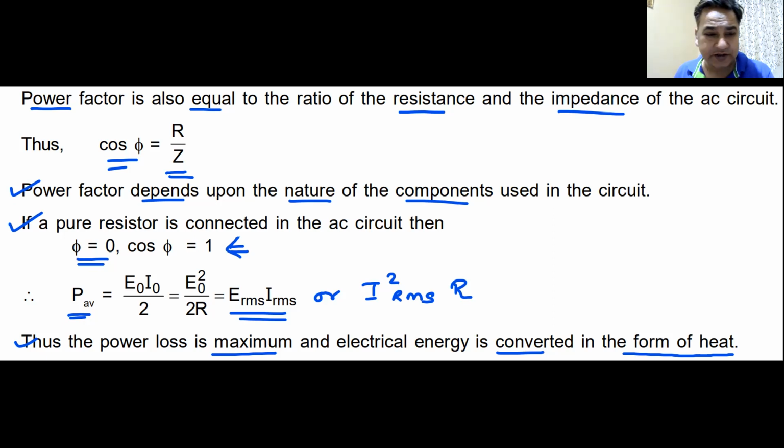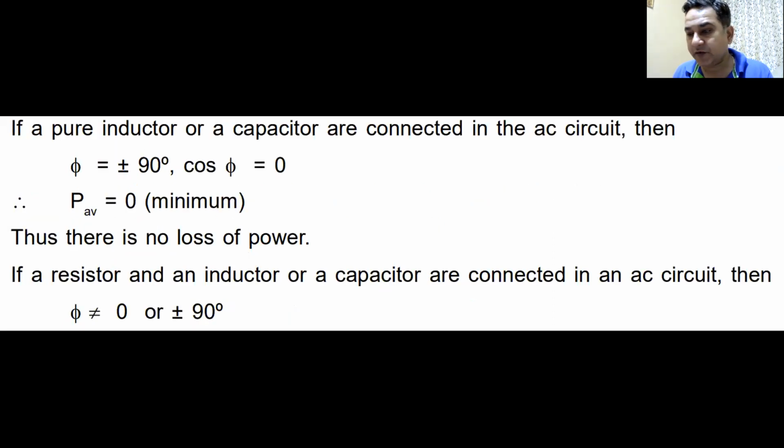I hope you have noted it down. The next part is where we understand what happens in a pure inductor or a pure capacitor. The value of phi is plus or minus 90. That means cos phi, which is your power factor, is 0. If cos phi is 0, the average power is 0, no power is consumed.